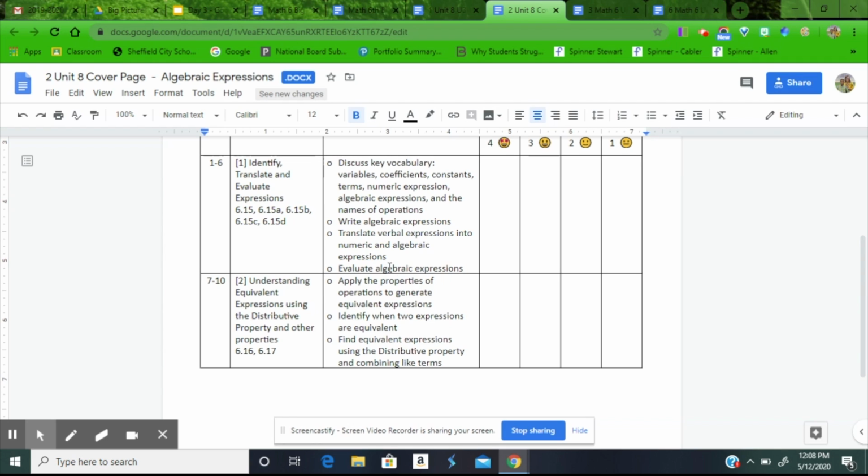Now, I want to draw your attention right here to this first I can statement. I can apply the properties of operations. That's something that's a little bit different than what we've had in the past. We've got to make sure that you're covering all properties in this lesson, not just the distributive property. And there is a couple of activities to help you do that.